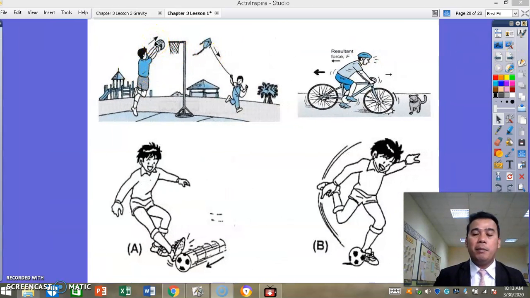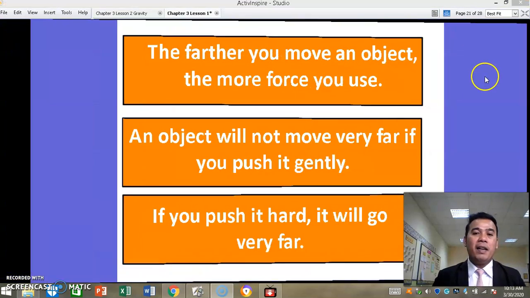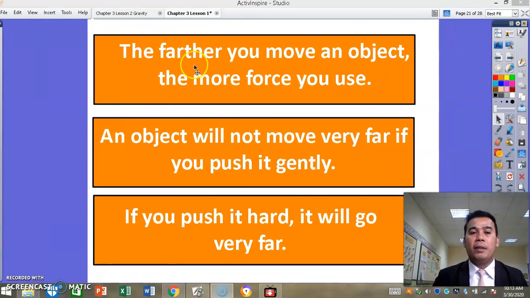Another example, basketball. A boy is playing basketball. He needs a bigger force to shoot that ball. Okay, a man or a boy is tapping the ball. He needs to exert a greater force. And also a boy kicking a ball, he needs a stronger or a bigger force. And these are some examples of how objects move. The farther you move an object, the more force you use. Next, an object will not move very far if you push it gently. If you push it hard, it will go very far.